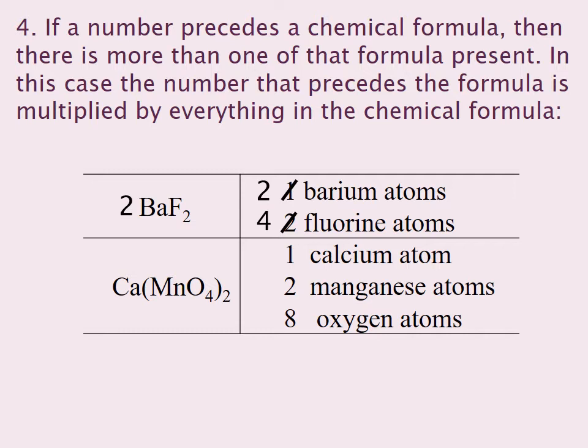In calcium permanganate, I have 1 calcium atom, 2 manganese atoms, and 8 oxygen atoms. If I placed a 3 in front of there, that would give me 3 calcium permanganate crystals. So that means 1 calcium atom would become 3, 2 manganese atoms would become 6, and 8 oxygen atoms would become 8 multiplied by 3, which would give me 24 oxygen atoms.